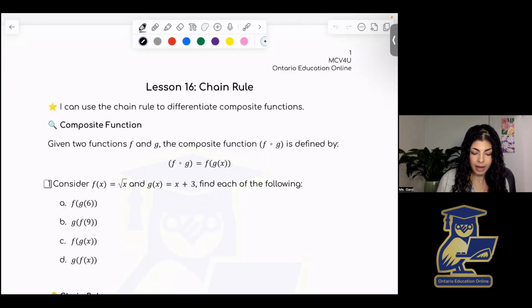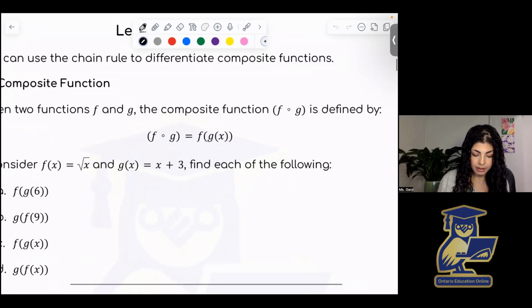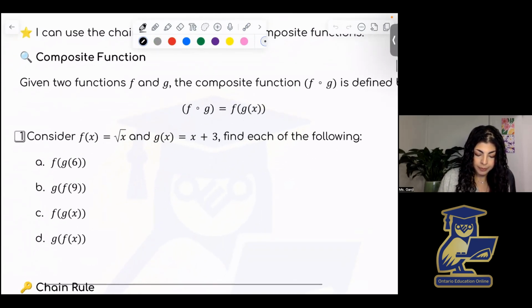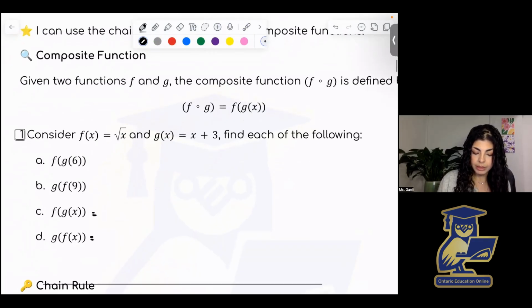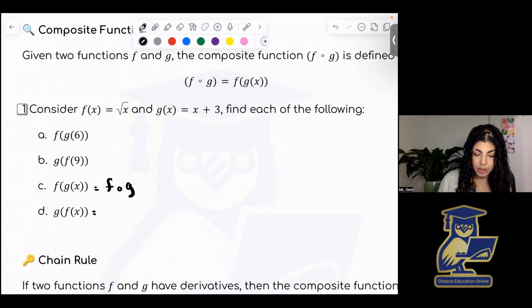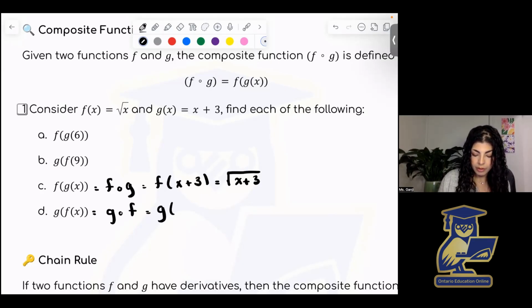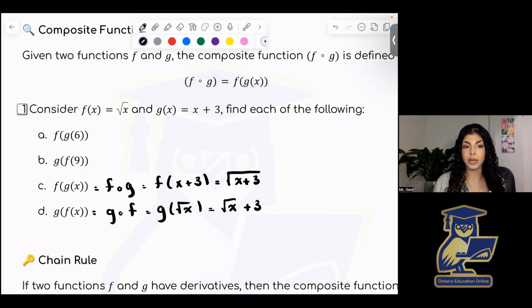plus 3, first let me just write these two, which are the composites. So this one is f of g. What it means is we're going to have f of x plus 3, which is square root of x plus 3. And the other way is if we have g of f, which is going to now be g of square root of x, and this is now square root of x plus 3. And those are the general forms.